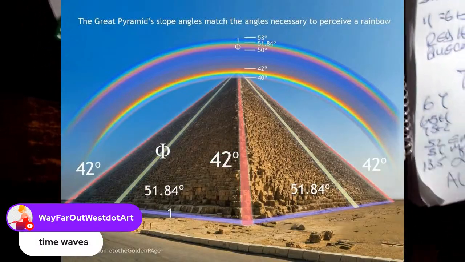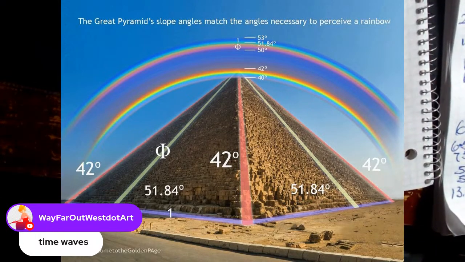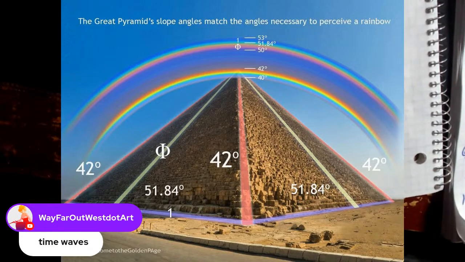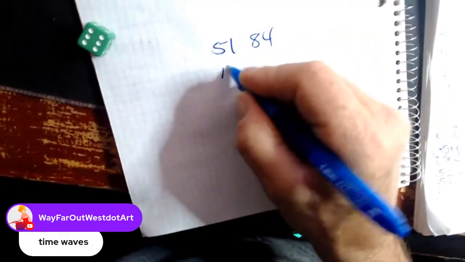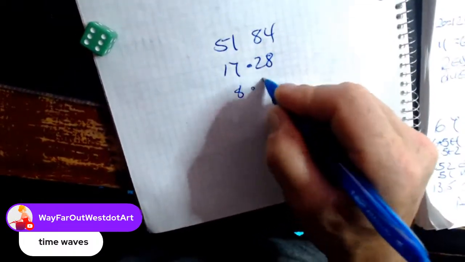Yes, okay. So 51, and 84, and then the 53 degrees on the top, right? And the color it is. Okay, so we have 51, 84. So we have 17 and 28. We have 8 and 1. We have 1 and 8 again.